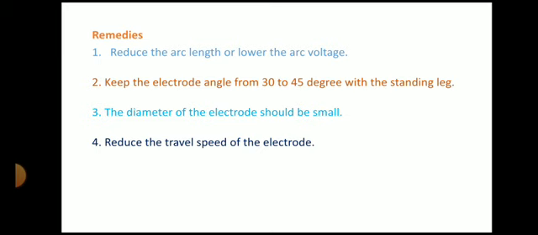Then remedies. Reduce the arc length or lower the arc voltage. Then keep the electrode angle from 30 to 45 degrees with the standing leg. Then the diameter of the electrode should be small. Reduce the travel speed. These are the remedies.